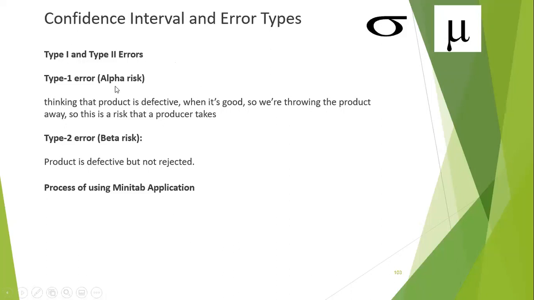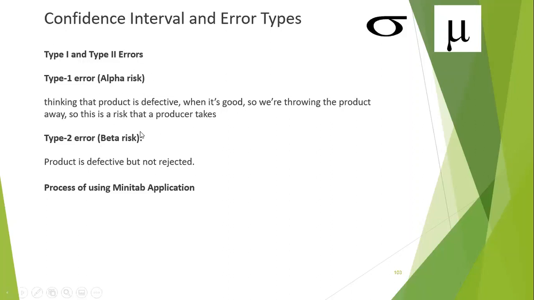So what do you mean by alpha risk? For example, you are auditing your process and you think the product is defective when it is good. Take an interview process: you reject the candidate saying he's not good, but actually he is good. The problem is he's not able to express himself at that time. That may be the reason he's not performing well, but we are rejecting him. That's called alpha risk.